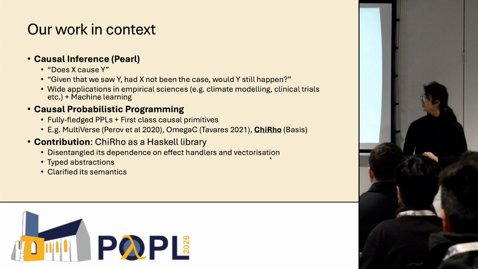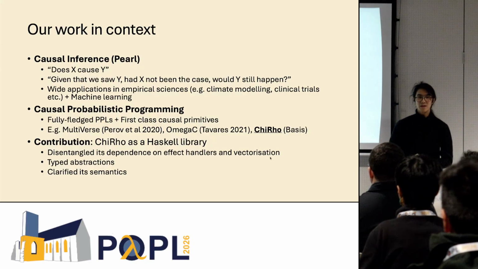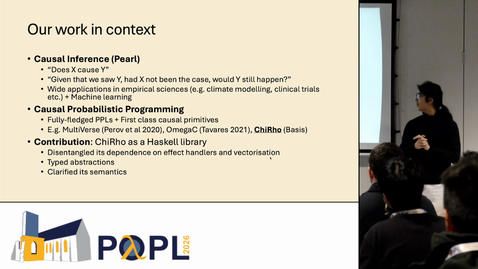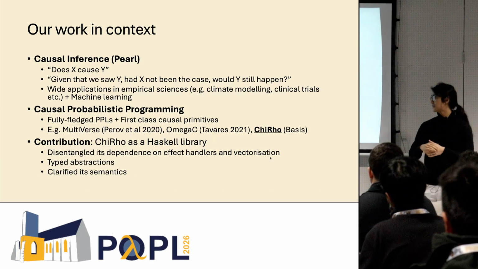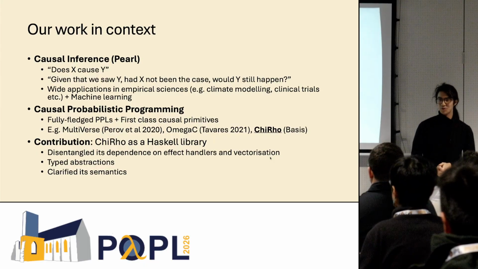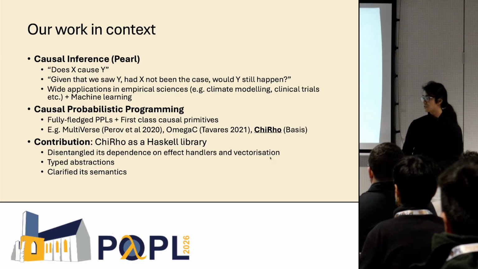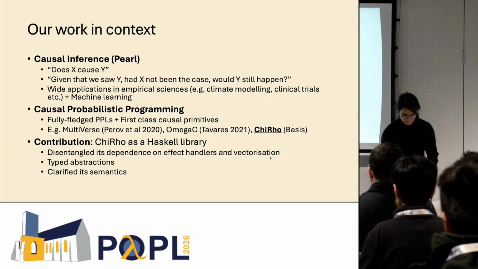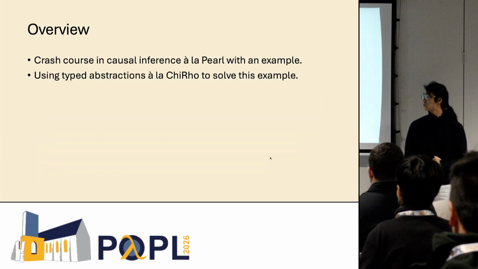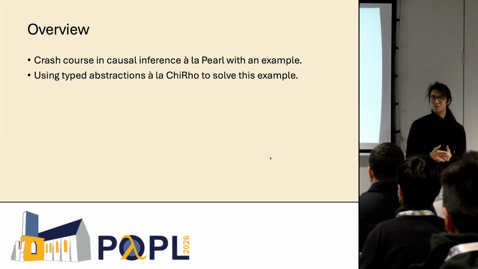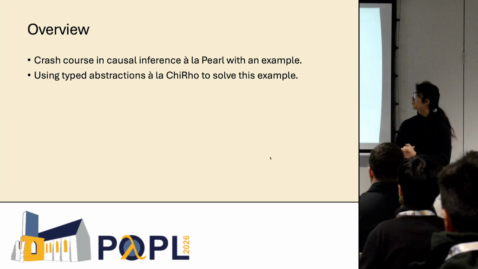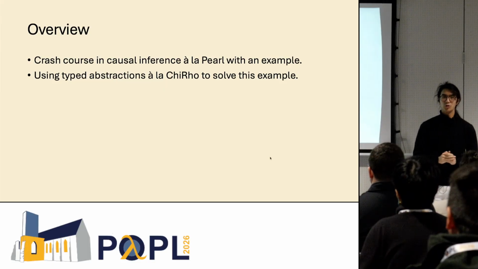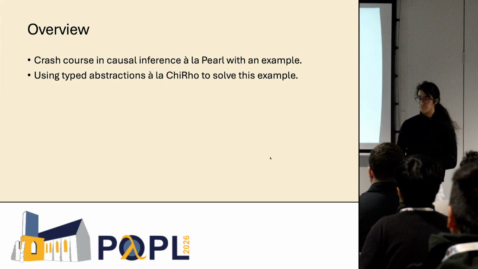And our contribution is that we made ChiRho into a Haskell library. And that meant that we had to first disentangle its cool features from the implementation concerns, like, well, it was implemented using Pyro's effect handlers and vectorization. And also it was in Python, so untyped, so we had to make all the abstractions typed. And by doing so, we have obtained a much clearer description of what its semantics looks like. And this is how this talk is going to be structured. We'll start with a crash course in causal inference with a small example, and then we'll show you how to use typed abstractions to actually solve this problem in the ChiRho style.